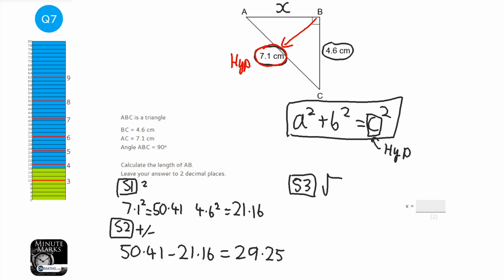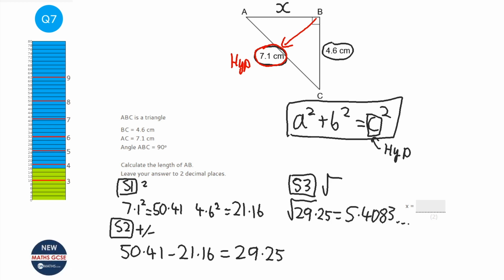So with this one, I'm just going to press square root answer, and then I have, so I'm going to write that down, square root 29.25, and so that equals 5.4083... It says it wants 2 decimal places, so I'm going to write 5.41 because that 8 moves that 0 up by 1.